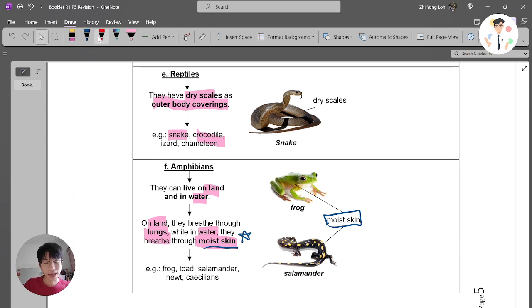Okay, and that is basically about the animals. So again, we have these 6 broad groups of animals and they are categorized in this way, and you must understand how they are categorized and what the characteristics of these 6 different groups are.